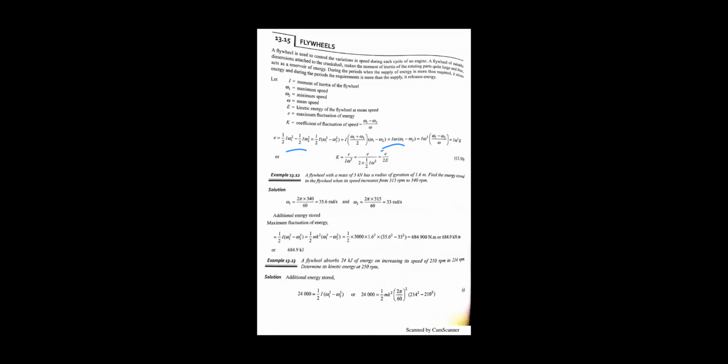When multiplied with omega, then I omega square into omega 1 minus omega 2 by omega. So that is also written as I omega square K. You will observe that K means omega 1 minus omega 2 by omega. So small e equals I omega square K. Find K: small e by I omega square.